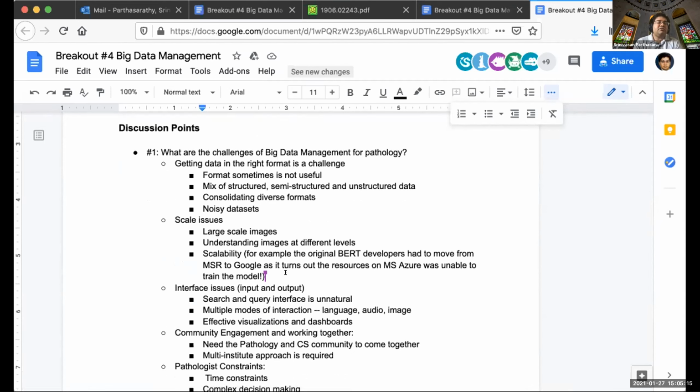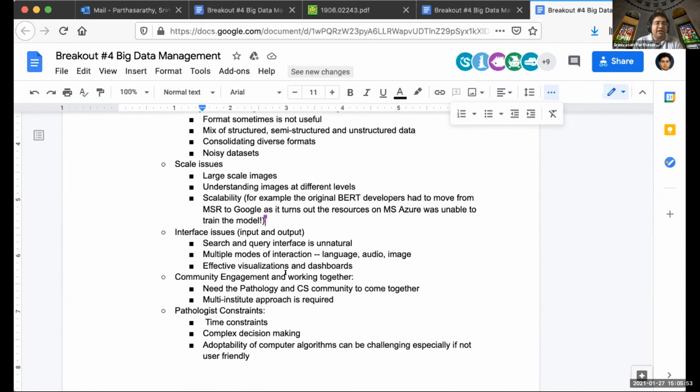A big challenge that came up was scale issues. We are dealing with, in this context, very large scale images, but also large amounts of additional data, such as EHR data that may be relevant, that needs to be consolidated. We have to be able to understand some of these things at multi-scales, so multiple scale modeling and things like that. It was also pointed out that some of the newer technology, like BERT, for example, require a lot of resources in order to train these models. And so that is also an issue that one needs to think about.